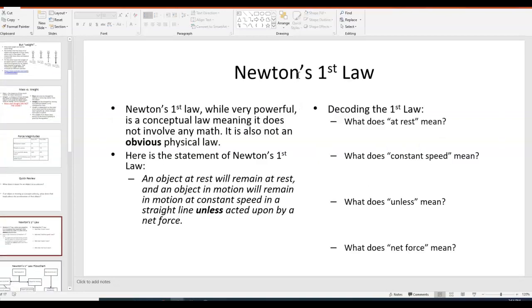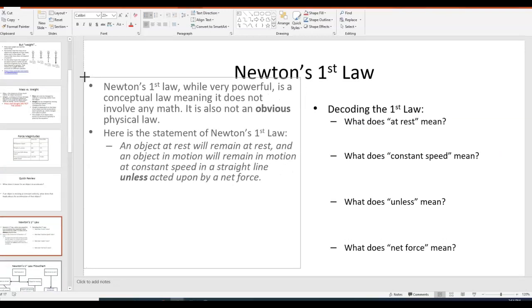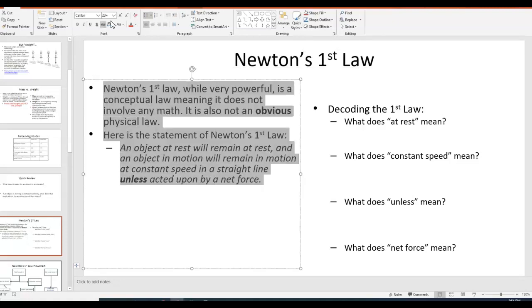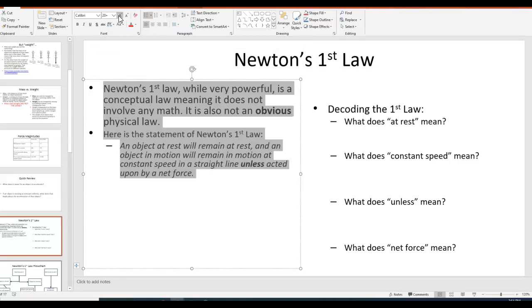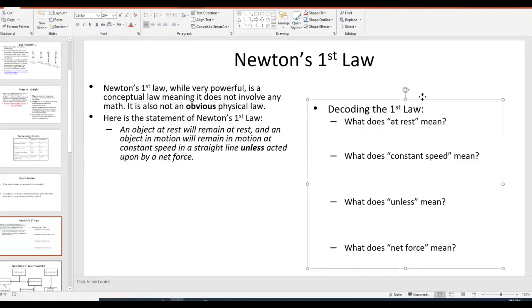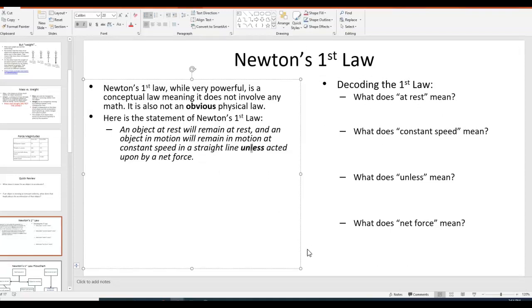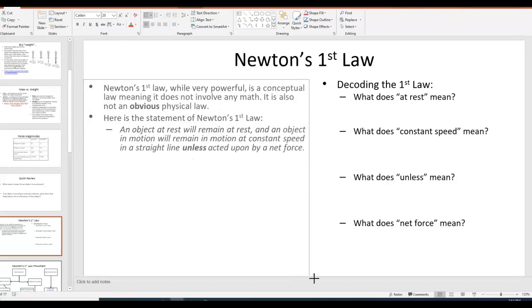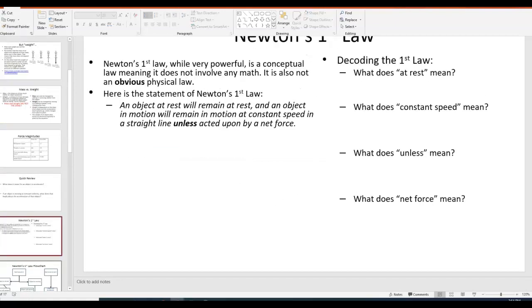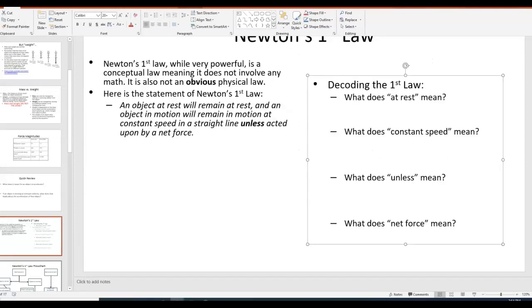Okay, so Newton's first law. Here it is. I will try to make it a little bit bigger. The actual first law itself, the way I write it, is down here. I'll try to make the text a little bit bigger so you can see. I'm having some issues making it bigger. I don't know why. That's fine. Okay, so here's what Newton's first law says. Let me just back up to how I had it before.